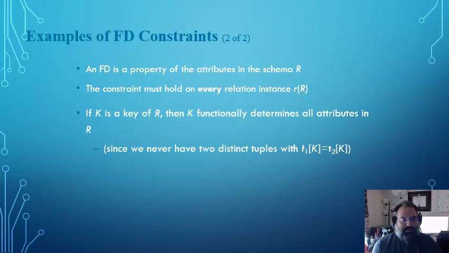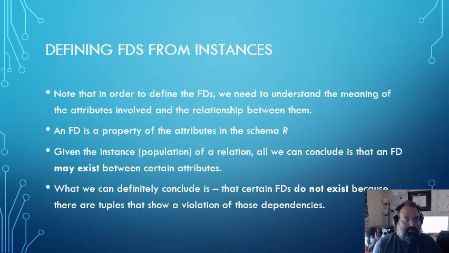If K is a key of R, then K functionally determines all attributes in R, since we never have two distinct tuples with T1[K] equals T2[K]. Defining functional dependencies from instances: note that in order to define functional dependencies, we need to understand the meaning of the attributes involved and the relationship between them. And a functional dependency is a property of the attributes in the schema R.